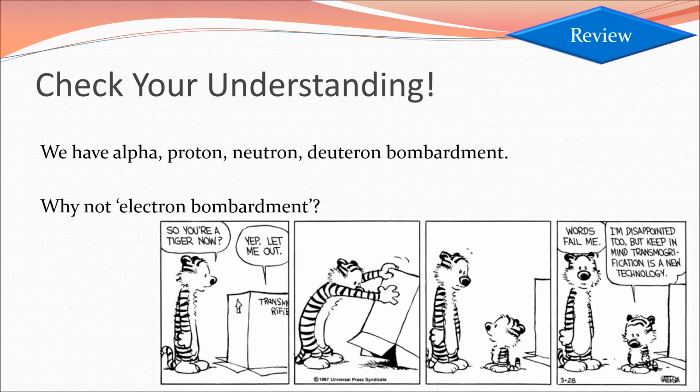Now, quick question to review. We've spoken about alpha, proton, neutron, and deuteron bombardment. Why haven't we spoken about electron bombardment? Have a think about that. The answer is an electron is so much smaller. Remember, the electron has only a tiny fraction of the mass of a proton. It is way smaller, very, very tiny, so hence it just doesn't have enough mass to cause these reactions to occur when it hits another nucleus.